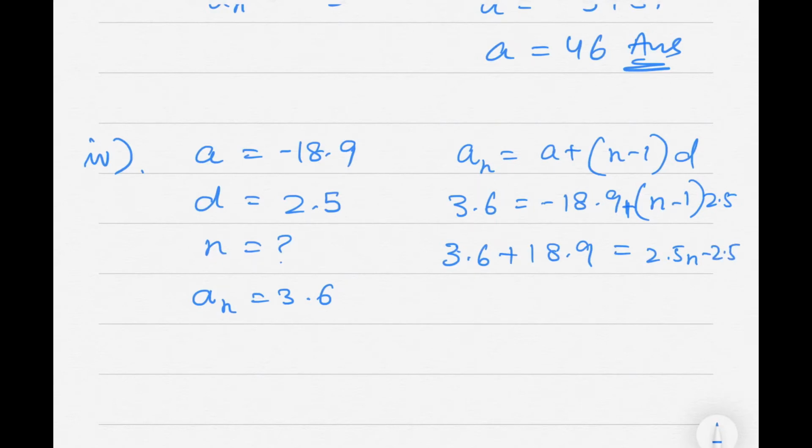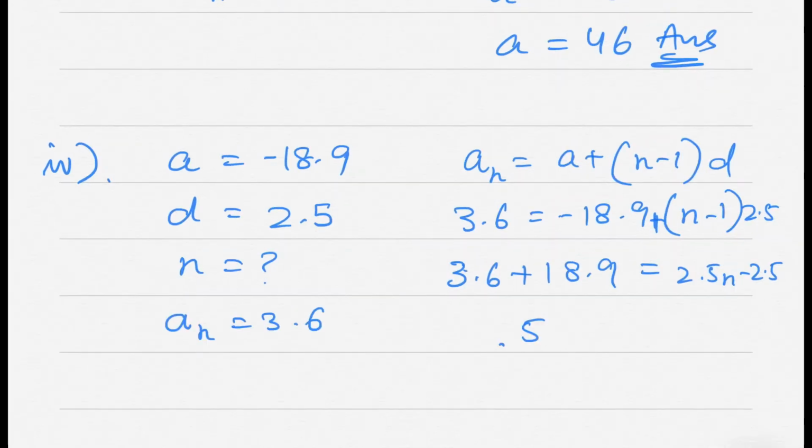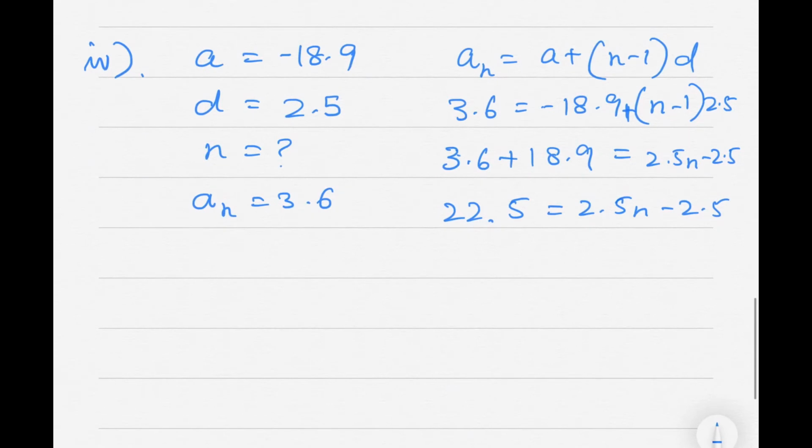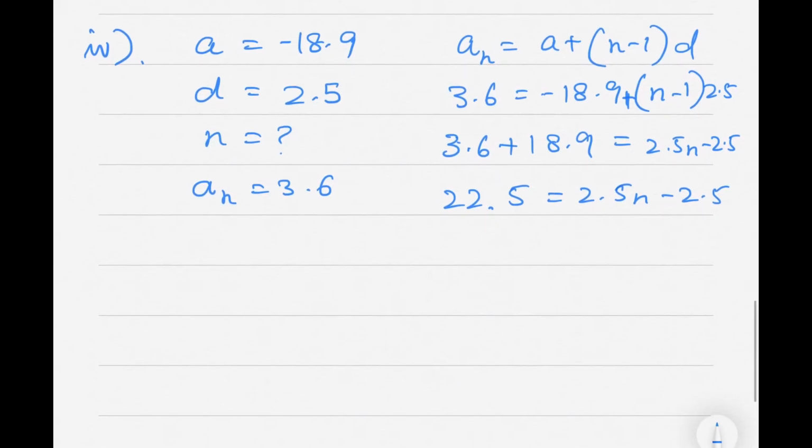So I multiplied also. So if I add these two, what do I get? 9 and 6, 15, 1 carry, so 4, 18 and 4, 22.5 is equal to 2.5n minus 2.5. Okay, next I'll just bring this to this side. So 2.5n is equal to 22.5 plus 2.5. Okay, so now what do we get? n is equal to 25, right?